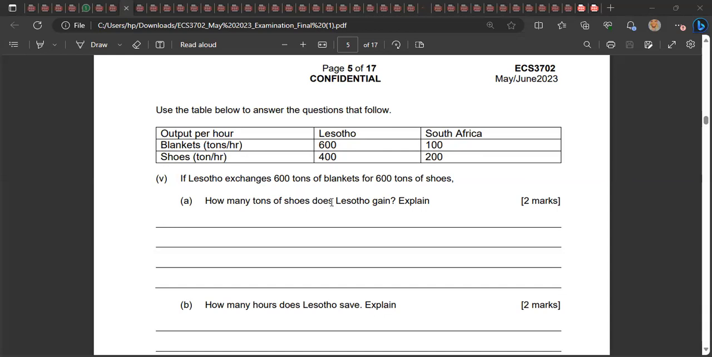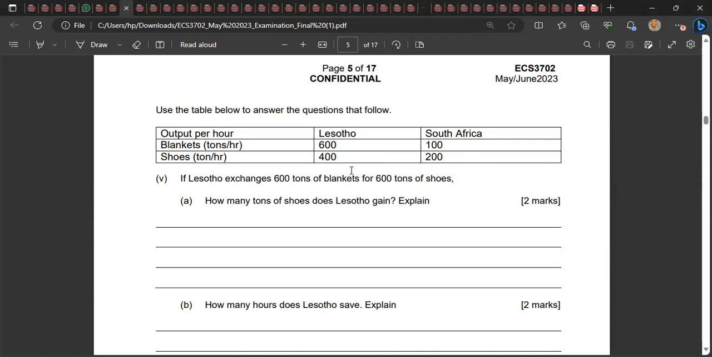So under the theory of Adam Smith, which is the theory of absolute advantage, trade is not possible, right? Trade is not possible because Lesotho is not going to gain anything since it's more efficient in the production of both commodities than South Africa. So trade only becomes possible under the theory of comparative advantage, right? So that's where you need to do your calculations.